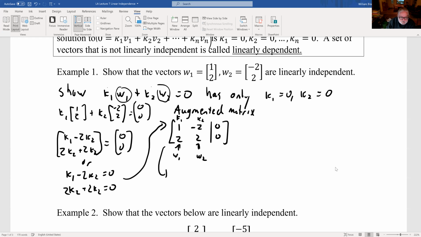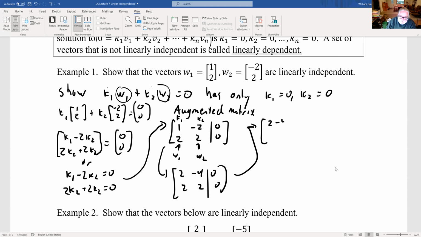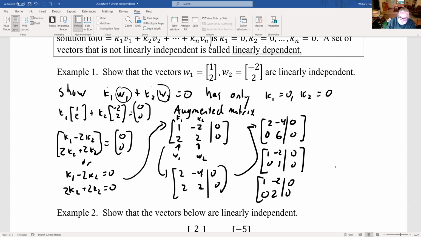So to reduce this, what do I do? I multiply the top row by 2, giving 2, -4, 0, and subtract the top row from the bottom row. 2 minus 2 is 0, 2 minus -4 is 6, 0. Great, and I can divide the bottom row by 6 and the top row by 2, so 1, -2, 0; 0, 1, 0. Then multiply the bottom row by 2, and finally add the top row to the new bottom row, and divide the bottom row by 2.